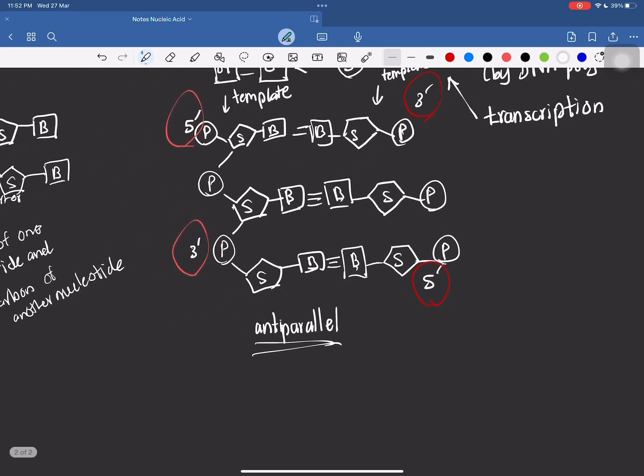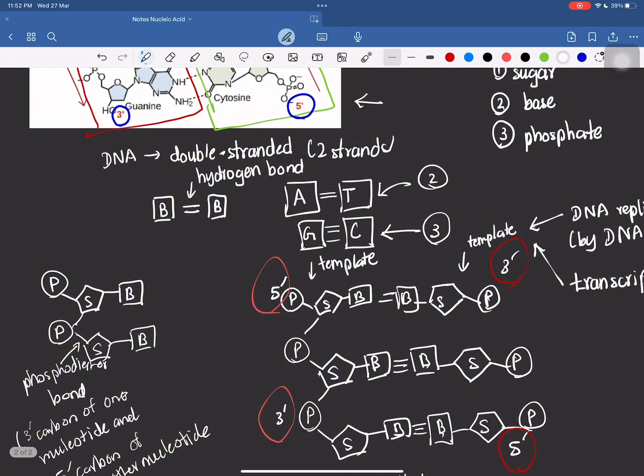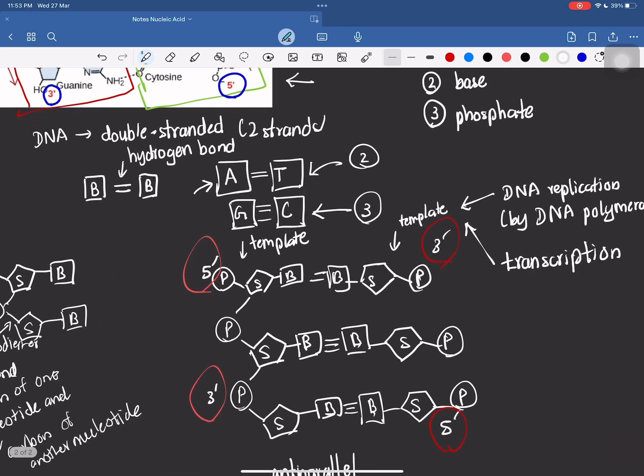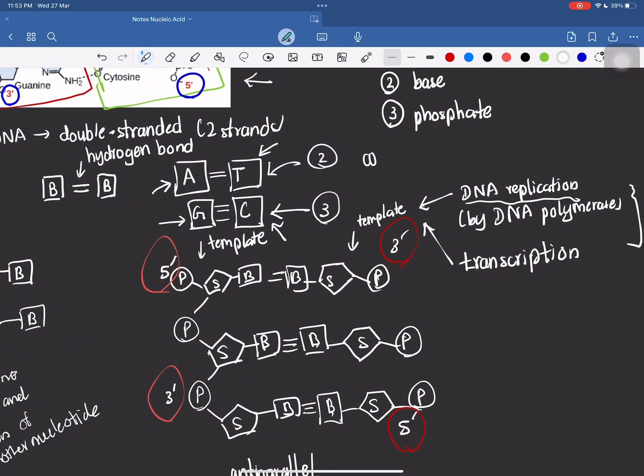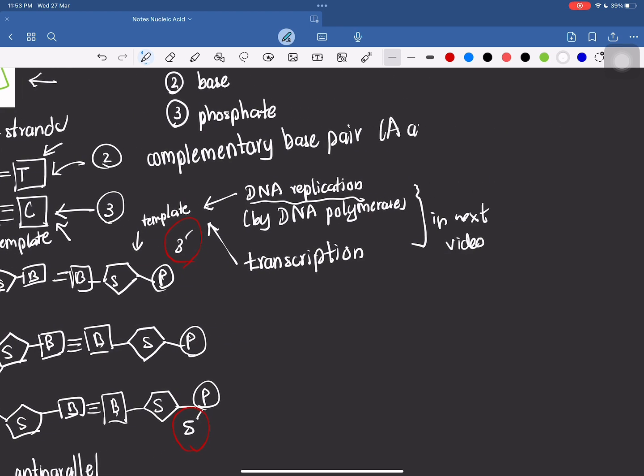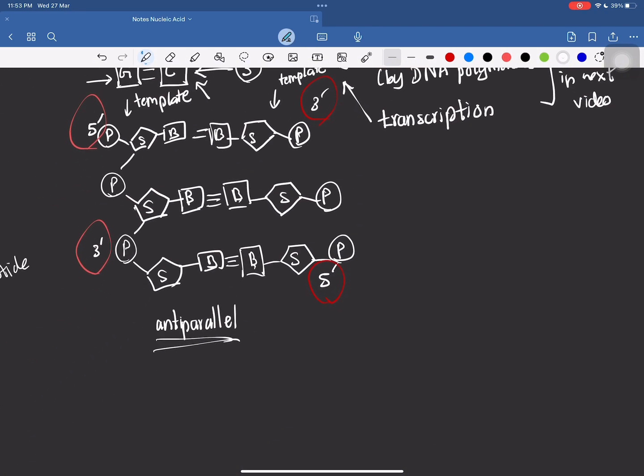For bases, I already mentioned they have A, T, G, C. Whenever there is an A in the template strand, when you synthesize another strand, for example in DNA replication, they will always put T. If there is a G, they will always put C. So this is called complementary base pairing. A and T, G and C are complementary base pairs.